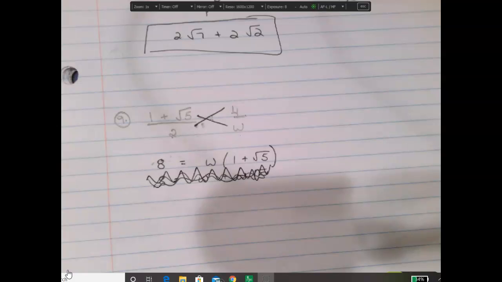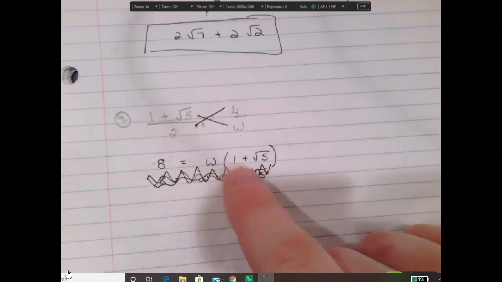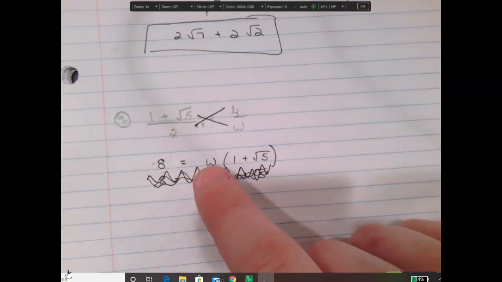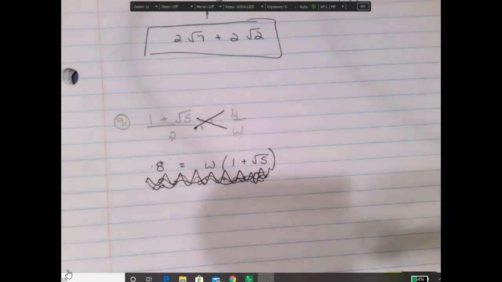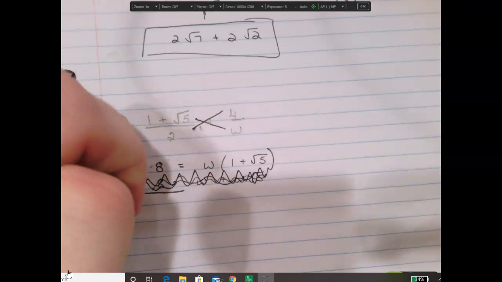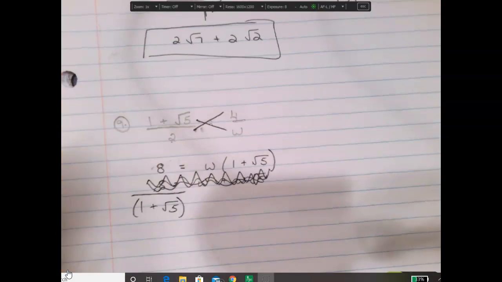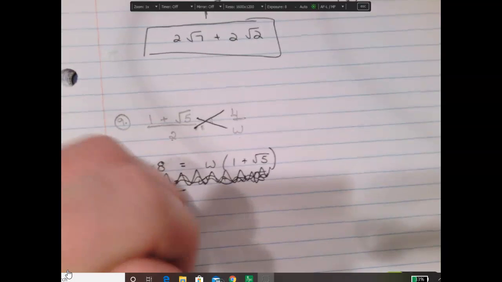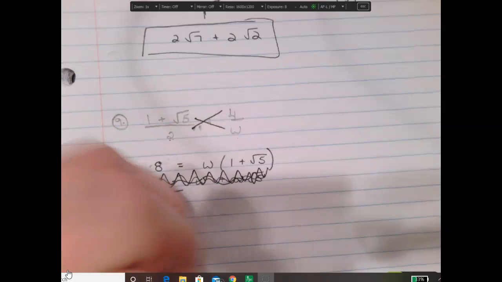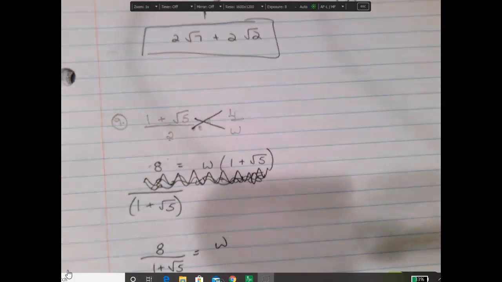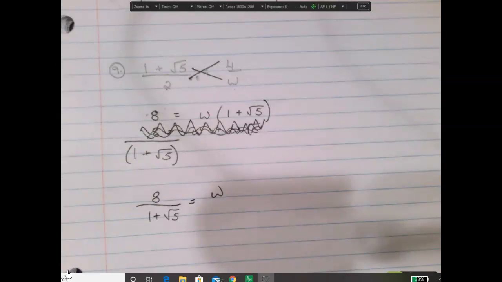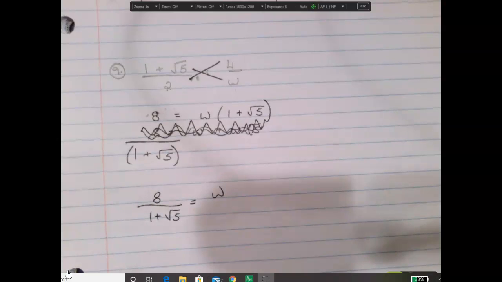So I want to get that variable by itself. So if they're being multiplied here, how can I make W by itself? I can divide it by what it's being multiplied by. So divide the entire thing by 1 plus radical 5. So I'm going to rewrite this, make it a little prettier, a little easier to see. 1 plus radical 5 is equal to W. Now we can solve. And now this problem became just like number 8, where we solved with the conjugate. Now we can get rid of the radicals in the denominators.